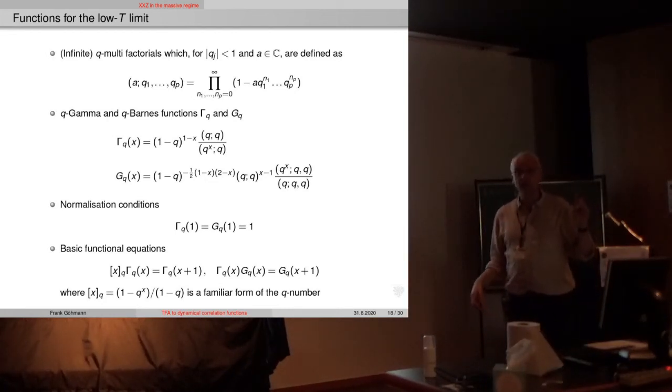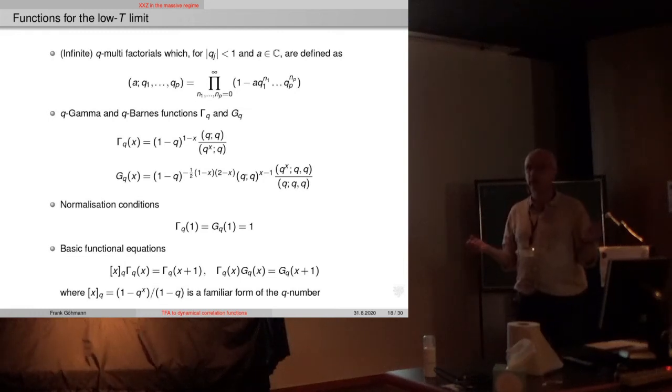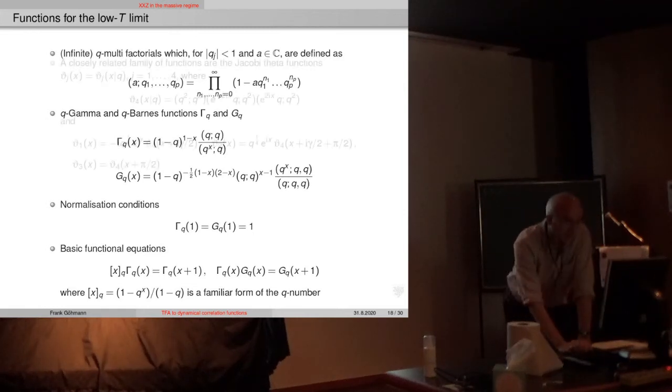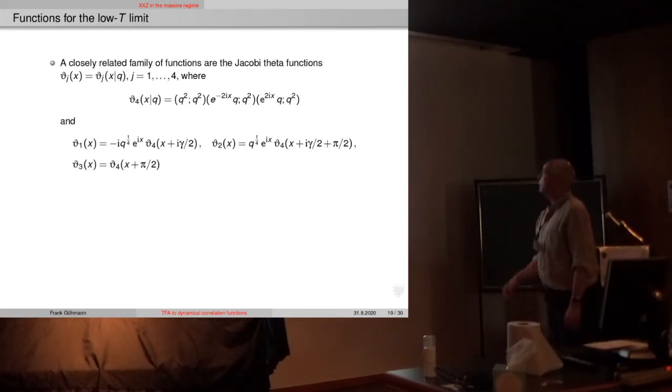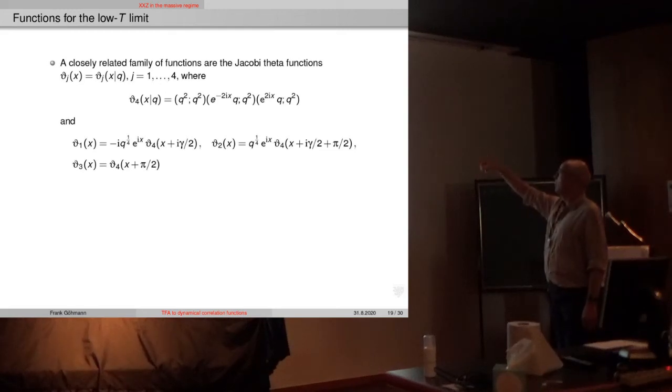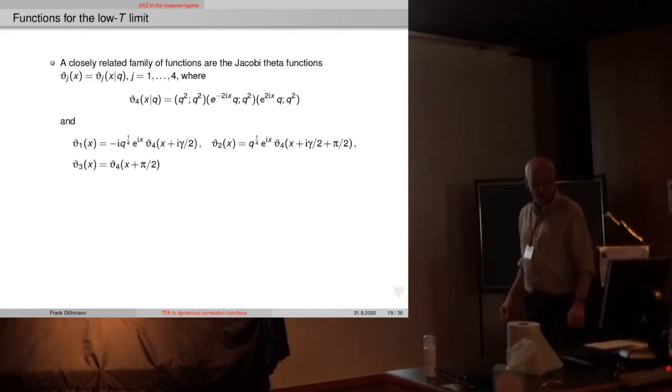And the second thing is, if you write it like that, then the isotropic limit, which is very interesting from the physical point of view, the limit q to 1, is very easy. For q to 1, gamma q becomes gamma, Barnes q becomes Barnes G. That's what I like. And they are also related to theta functions. 1 over theta 4 is a square of two Q gamma functions. And the other theta functions are related to theta 4 by shifts.